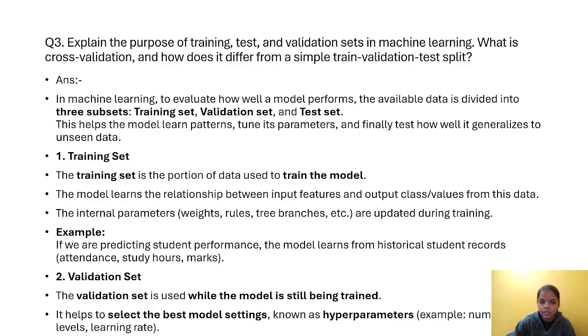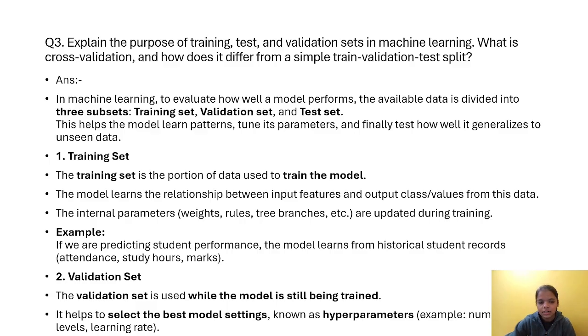are updated during training. For example, if we are predicting student performance, the model learns from historical student records, attributes like attendance, study hours, marks, consistency. This all depends on checking the records of the students.